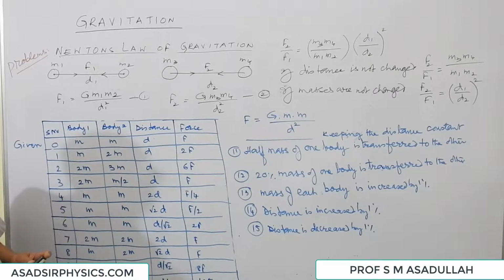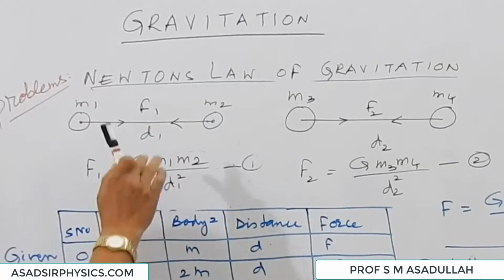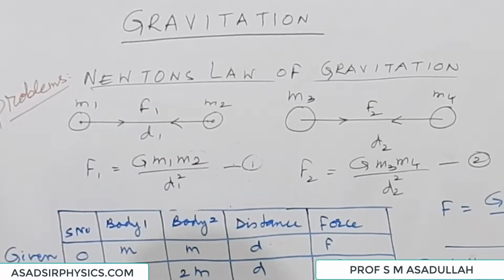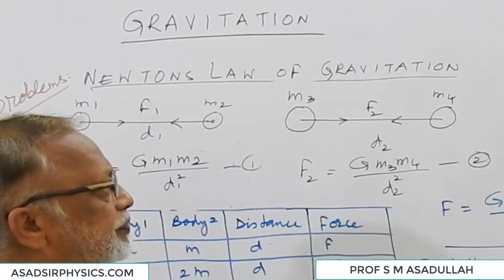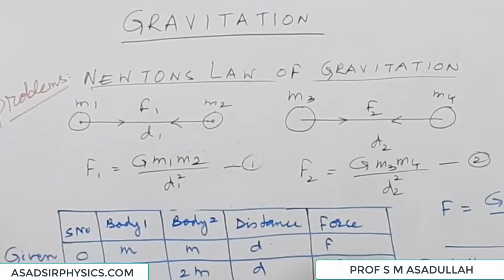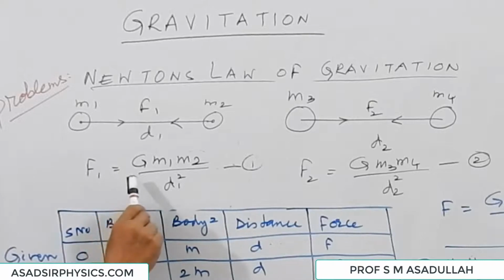Now in Newton's law of gravitation, let us solve some problems. Suppose we have two bodies of masses m1 and m2 separated by a distance d1. Suppose the force between them is F1. Suppose two other bodies of masses m3 and m4 separated by distance d2 attract each other with a force F2. Then F2 is equal to G m3 m4 by d2 square. F1 is equal to G m1 m2 by d1 square.